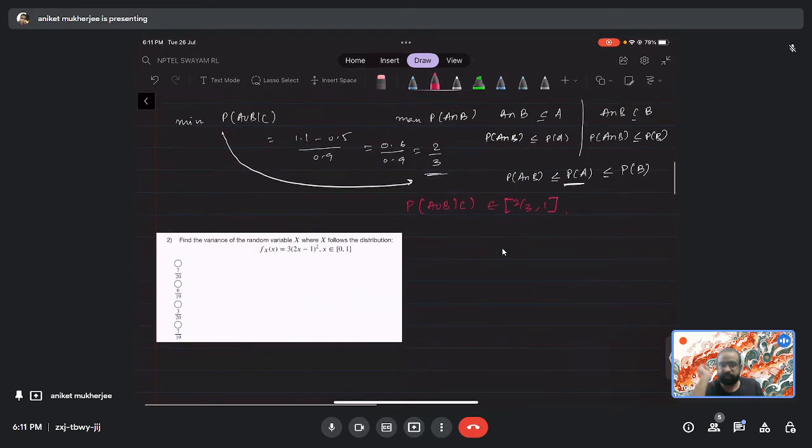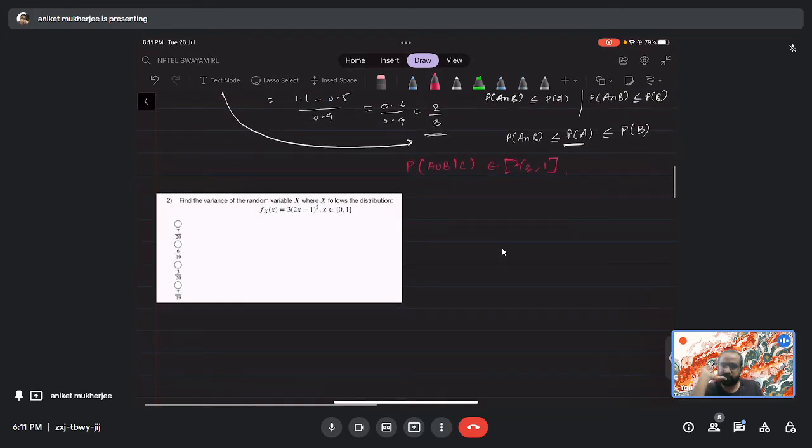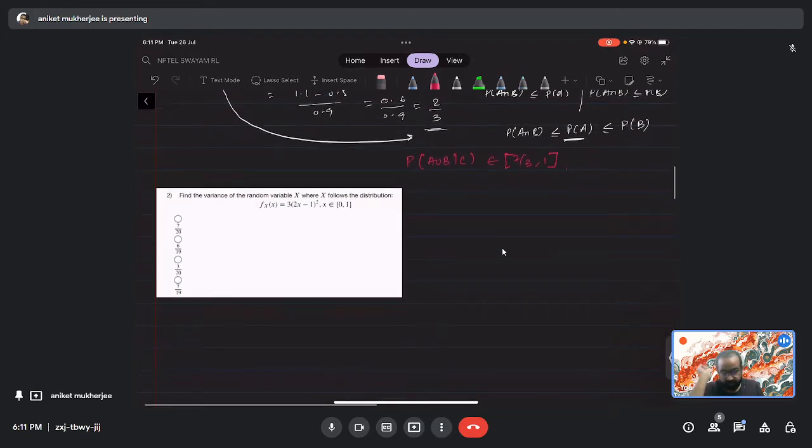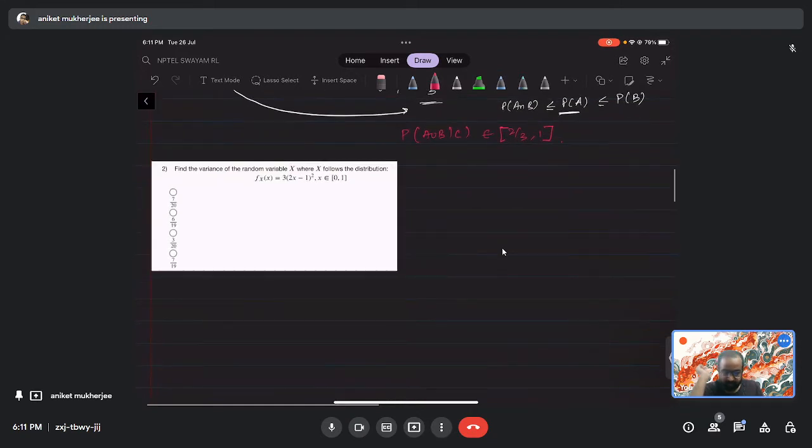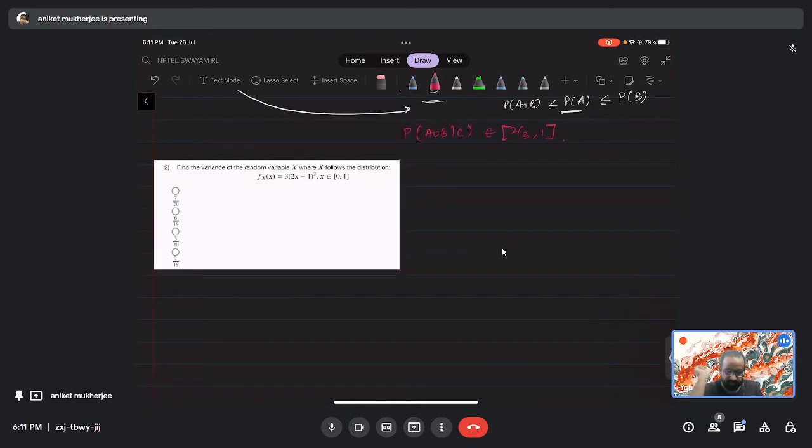The next question is fairly simple. What does it ask? Find the variance of the random variable X. The distribution of the random variable is given, and even the support, the values that the random variable could take, is also given. So now I need to find the variance.